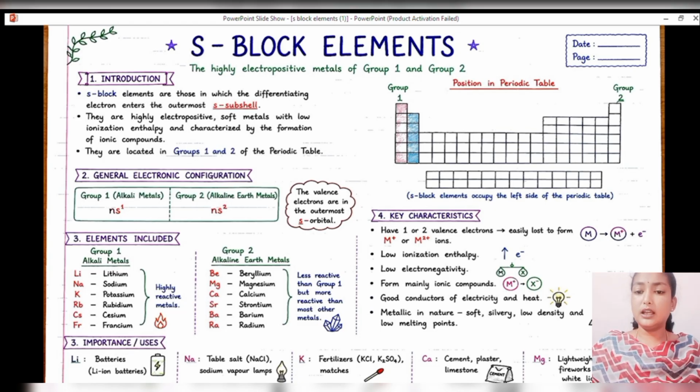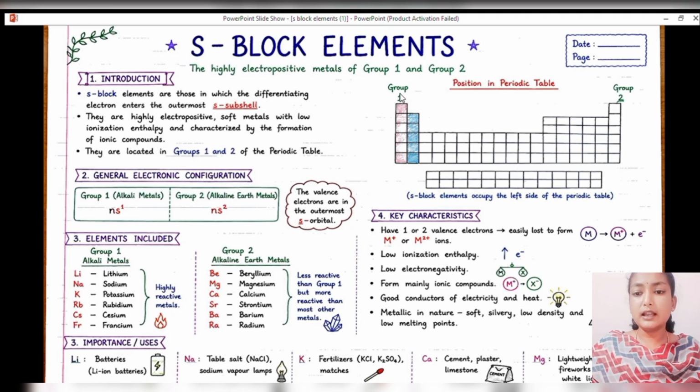Next, if you see the general introduction of S-block elements, they are very highly electropositive in nature. What is the reason? Because the outermost shell of group 1 has only a single electron. Group 2 has 2 electrons. To become stable, they simply lose their outermost electrons and become stable in nature.